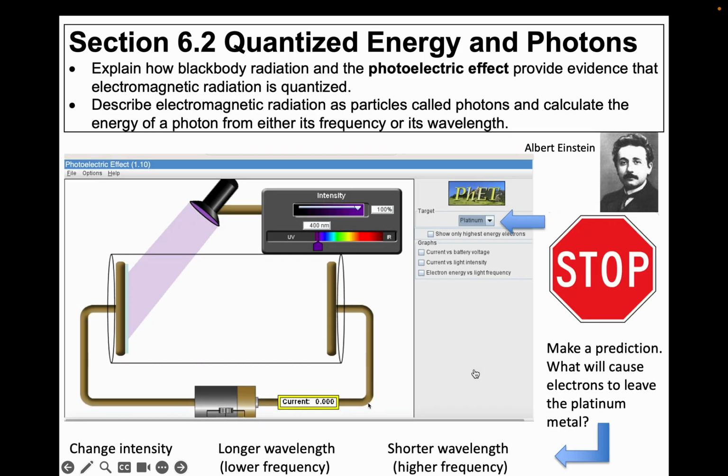Okay, so we have different variables we can change. I'd like you to make a prediction. What will cause electrons to now leave the platinum metal? Would we want to change the intensity of the light? Change its wavelength by making the wavelength longer, which means a lower frequency, or make the wavelength shorter, which means a higher frequency. Think back to what we said about the energy and the electromagnetic spectrum. Make a prediction, and then we'll check it out.